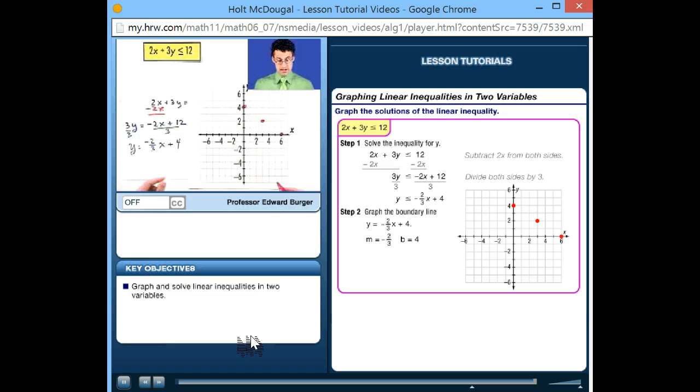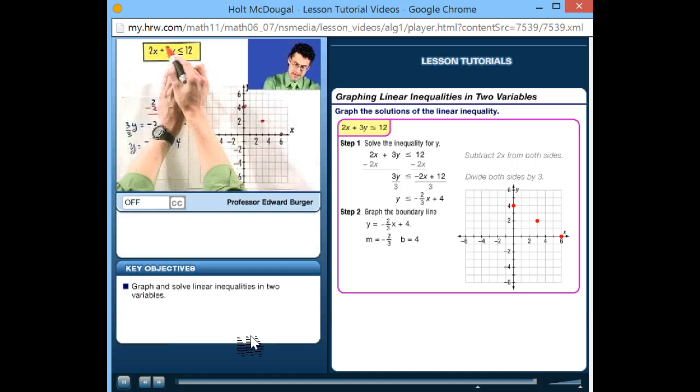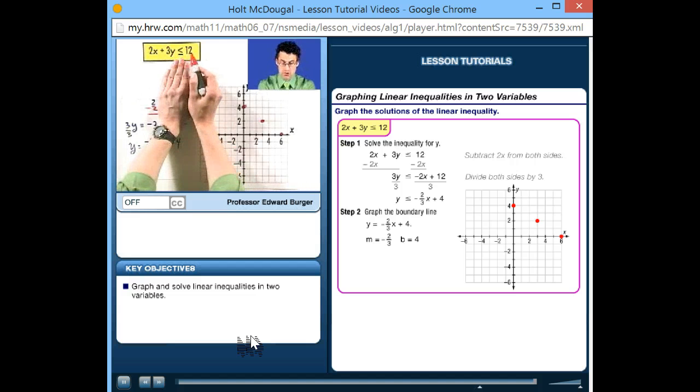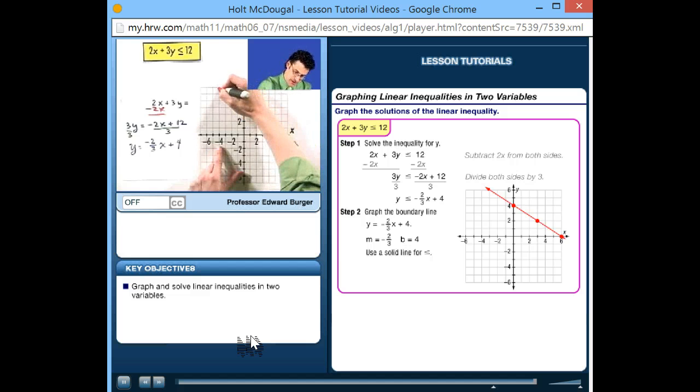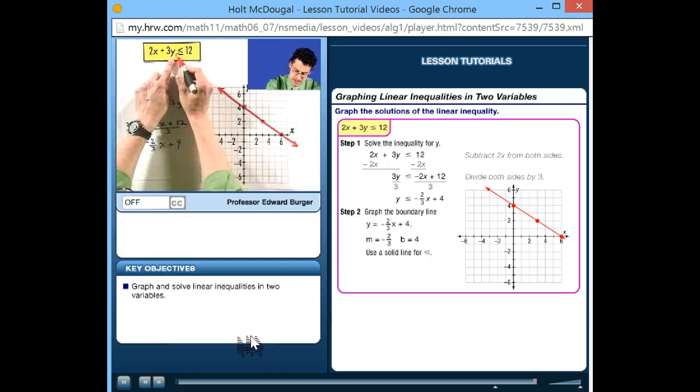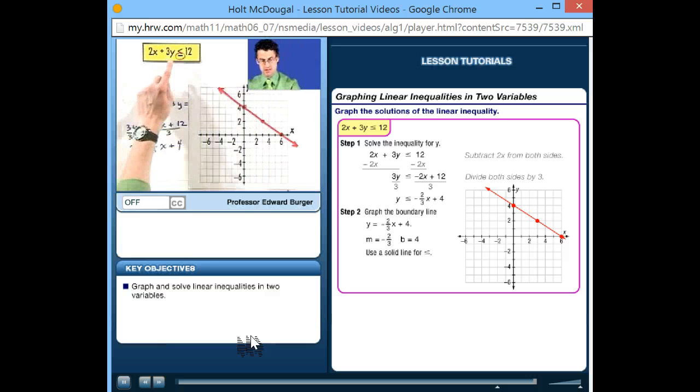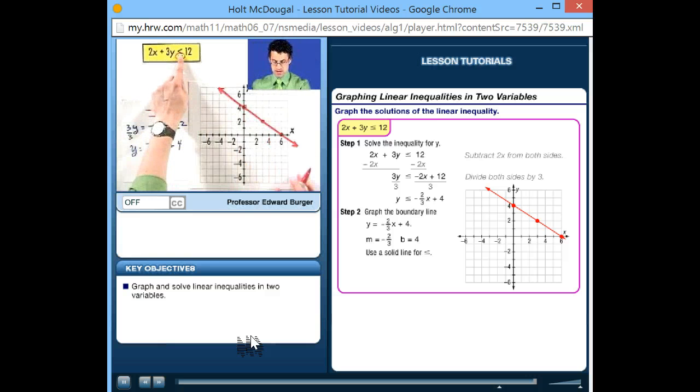Now, what kind of line should I put in here? Should I put in a dashed line or a solid line? Well, I go back to the original inequality and notice that I have something is less than or equal to something else. That means that I'm allowed to have equality, and the equality, of course, lies right on that line. So, in fact, what I see here is that I am using a solid line, because I see that there's equality allowed. That makes it solid. If there's no equality, then I use a dashed line.